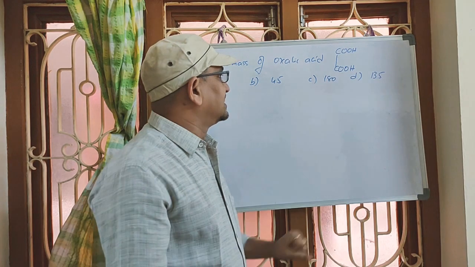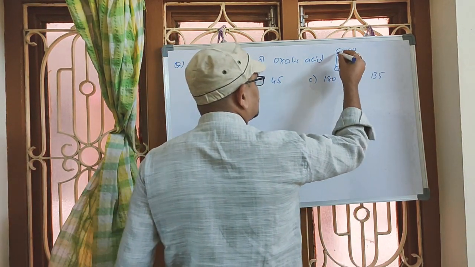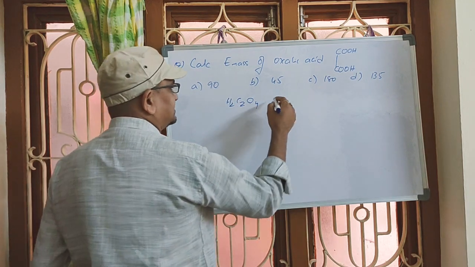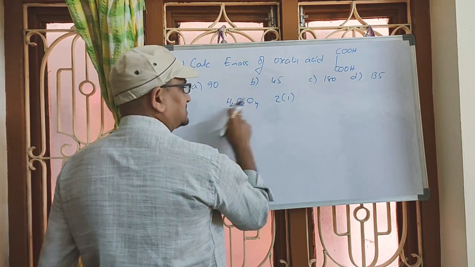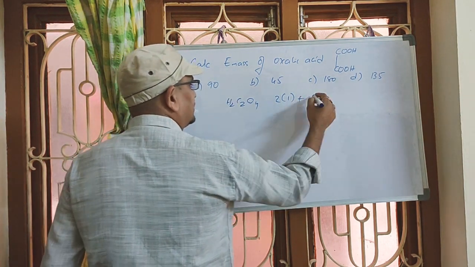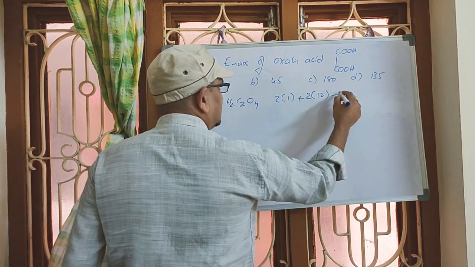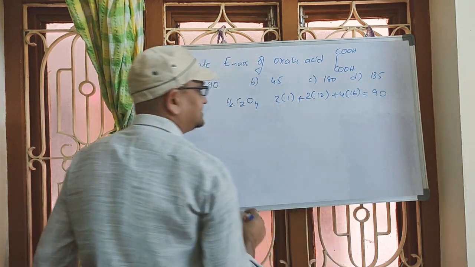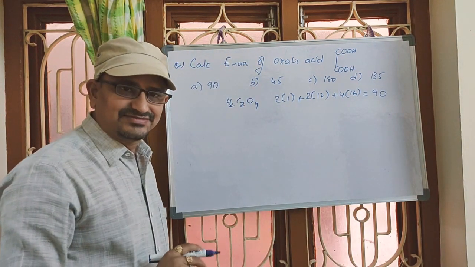So we can say molecular mass. If you add these two carbons, H2C2O4, this is oxalic acid. 2 into 1 corresponds to atomic mass of hydrogen. Plus 2 into each carbon is 12. Plus 4 into each oxygen is 16. If you sum them up, it is 90. This is the molecular mass of oxalic acid. Right?